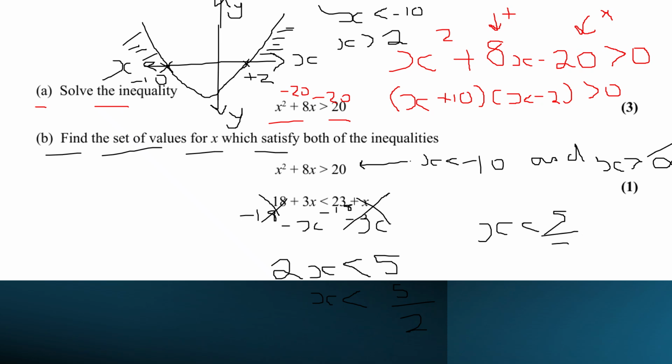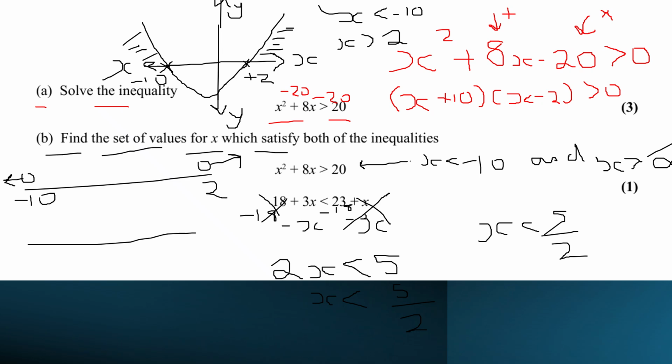Okay. So now what we're going to do is draw the two inequalities. So the quadratic, we're going from when it's less than minus 10, and when it's strictly bigger than 2, and then here it's going to be 2.5, so when it's less than 2.5.